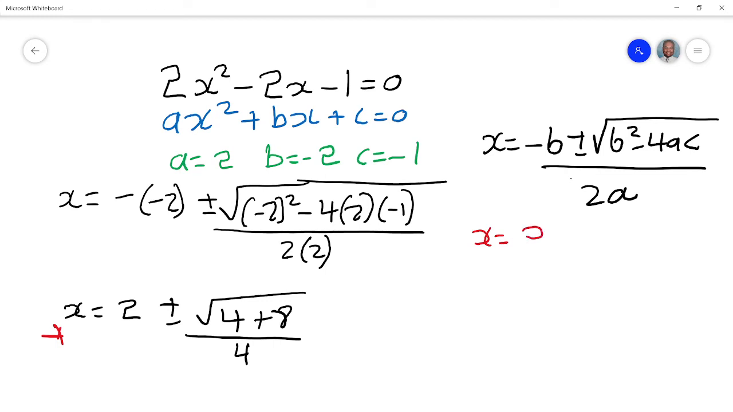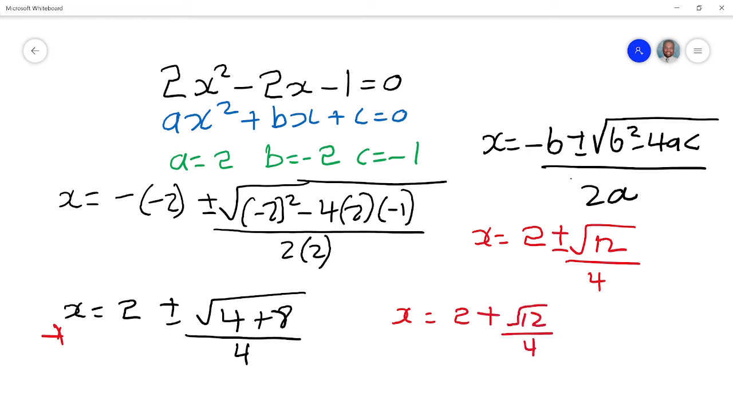X is equal to 2 plus or minus square root of 12 divided by 4, which would give you x is equal to 2 plus square root of 12 divided by 4, or 2 minus square root of 12 divided by 4. All right, so that's how you would leave your answers.